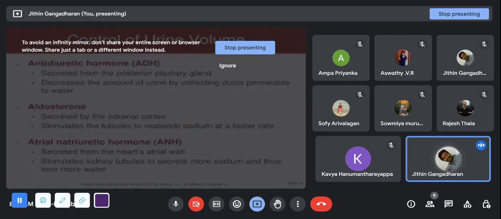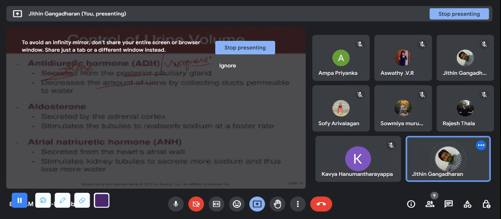Now, how are the urine volumes controlled? First one is antidiuretic hormone. Sophie, which gland produces antidiuretic hormone? Antidiuretic hormone is produced by your hypothalamus, and it is not secreted but released by your posterior pituitary, the neurohypophysis. There are two hormones produced by your hypothalamus: oxytocin and vasopressin. ADH is otherwise known as vasopressin. Vasopressin presses the urine; it decreases the amount of urine.